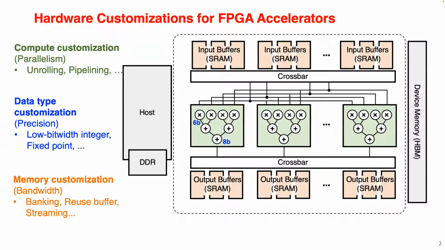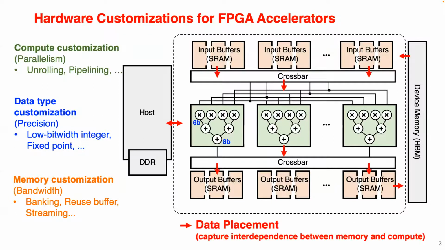Perhaps the most important aspect of this interdependence is how the data is placed and moved between this custom storage and compute kernels. We use the term data placement to address this interdependence between memory and compute. Data placement is crucial to performance. However, it is not an easy task to optimize data placement on FPGAs.